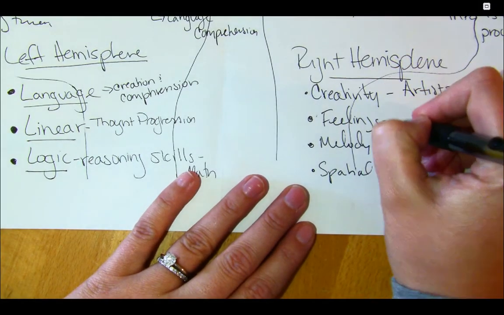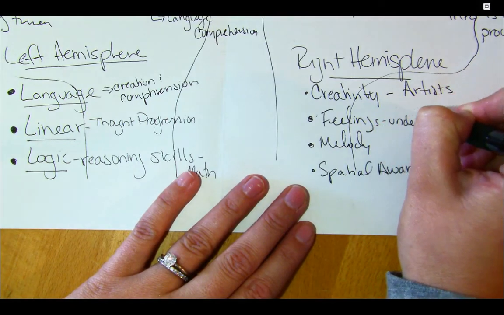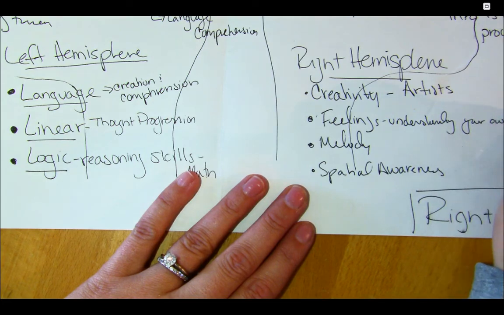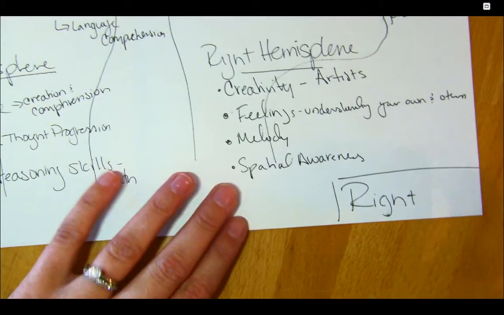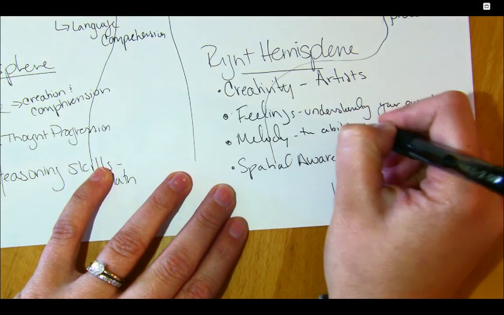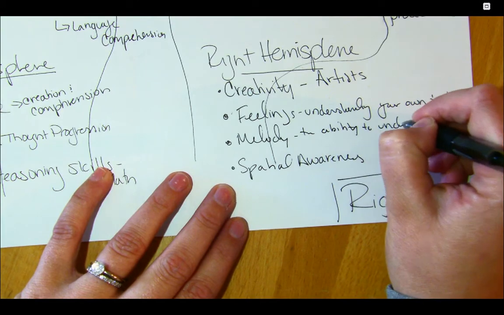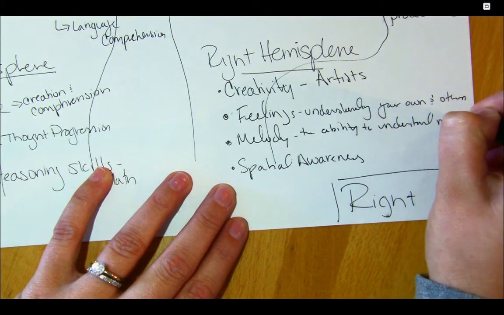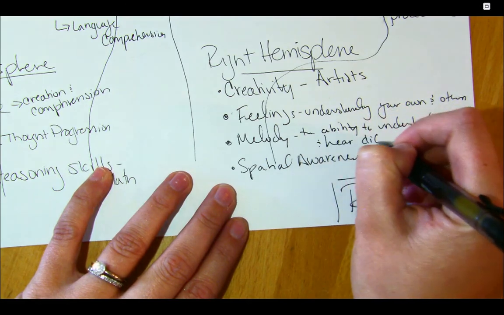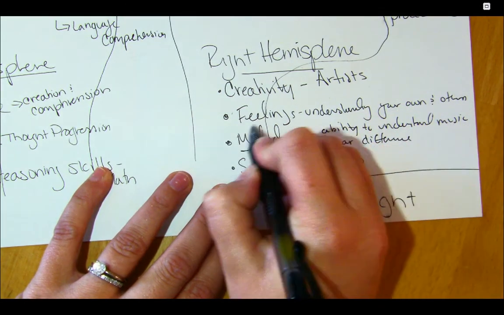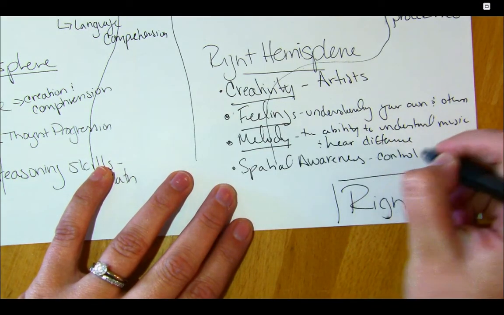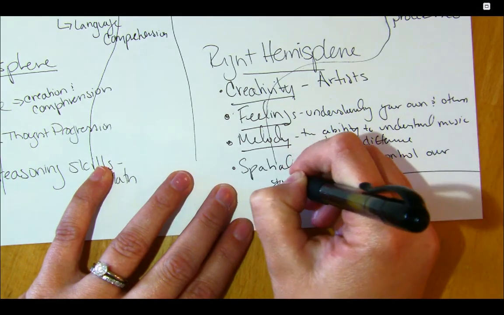Feelings is both understanding your own and others. Okay, and then your melody is the ability to understand music and hear differences. Okay? And then you have spatial awareness, that's control over your body's movements.